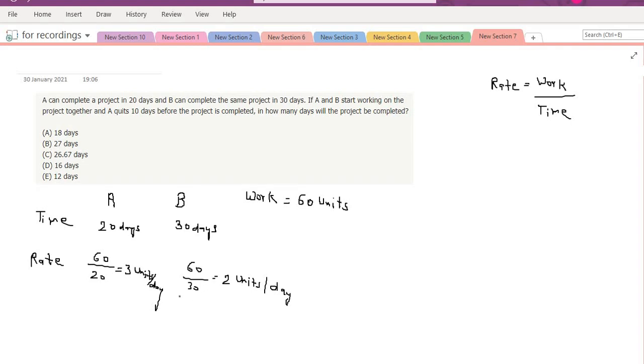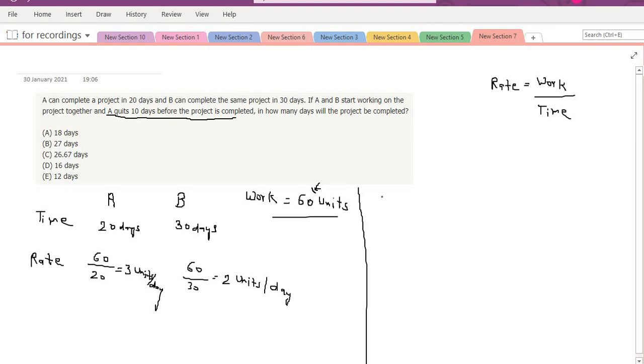All right, I think it's clear till now. Now let's go back to the question and see what it's saying. The question says that A and B start working on the project together, and A quits 10 days before the project is completed. What should we do? Again, my project is the same, 60 units, the same number I assumed previously, because they are working on the same project together. The work is comprised of 60 units, and A quits 10 days before the project is completed.